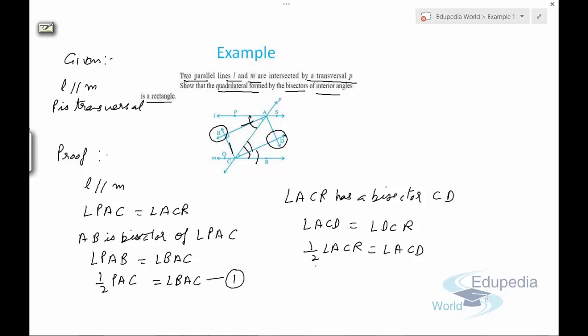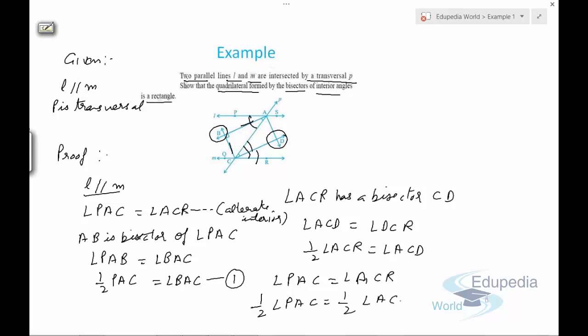Now, it's given angle PAC equals angle ACR. Why are they equal? Because they are alternate interior angles, since L is parallel to M. So we can also say that half of angle PAC equals half of angle ACR. Now half of angle PAC is angle BAC and half of angle ACR is angle ACD. So we can say that angle BAC, this angle, is equal to this angle.